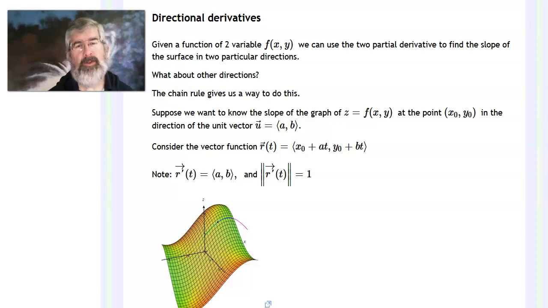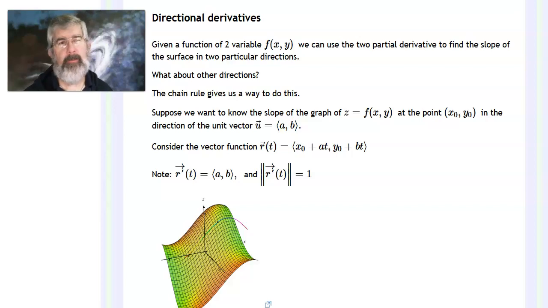In this video, I want to take a look at the notion of directional derivatives. Now, we have the notion of partial derivatives, which for a function of x and y tell you the slopes in the x direction and the y direction. Right, so the partial with respect to x would be the derivative in the x direction, and the partial with respect to y is the derivative in the y direction. Now, what about all the other directions? How do I find the slope in those directions?